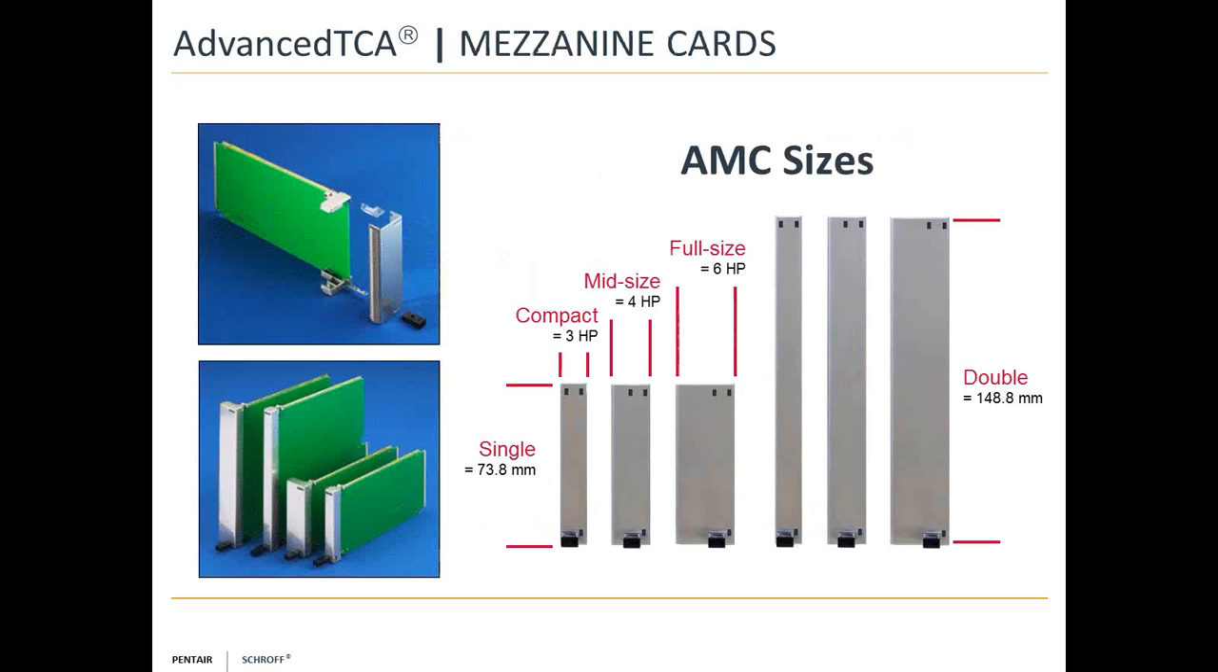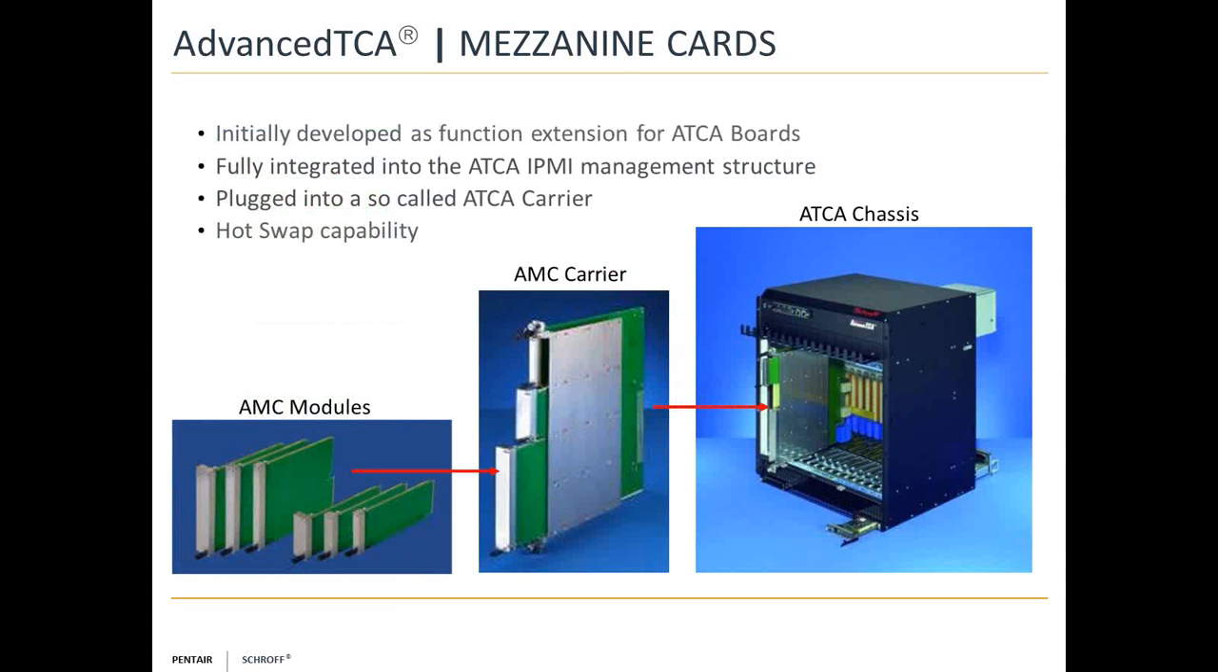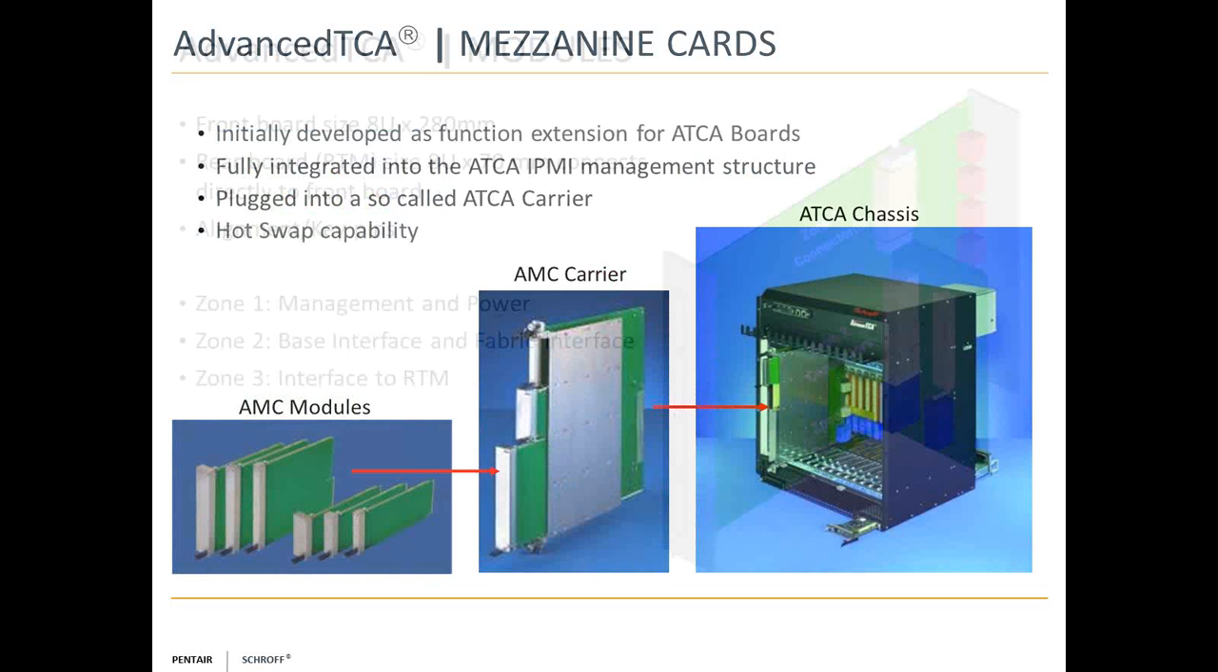Okay, ATCA mezzanine cards are defined in 6 sizes. They come in single and double modules, and each of those comes in 3 different widths, which is interesting because they're defined in the AdvancedMC specification as heights. So it's kind of a little counterintuitive. But each of those are available in compact, which is 3 HP, mid-size, which is 4 HP, and full-size, which is 6 HP. Advanced TCA also defines the interface for the RTM, or rear transition module.